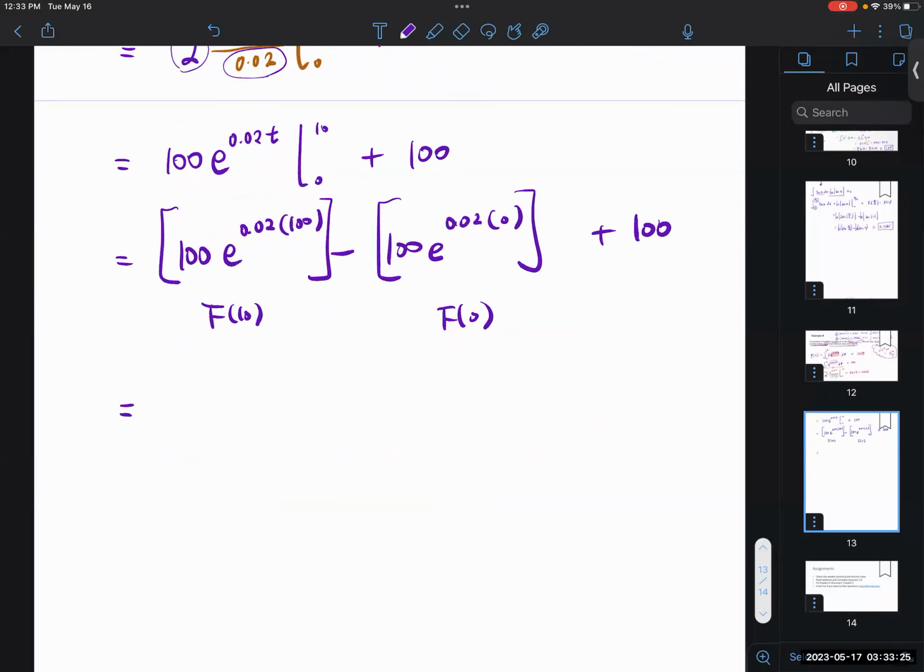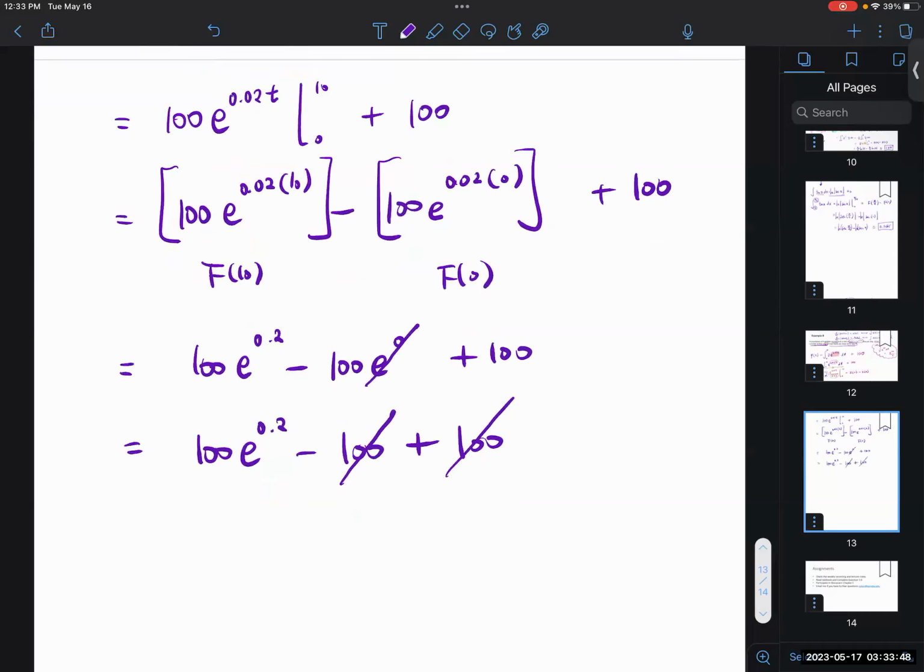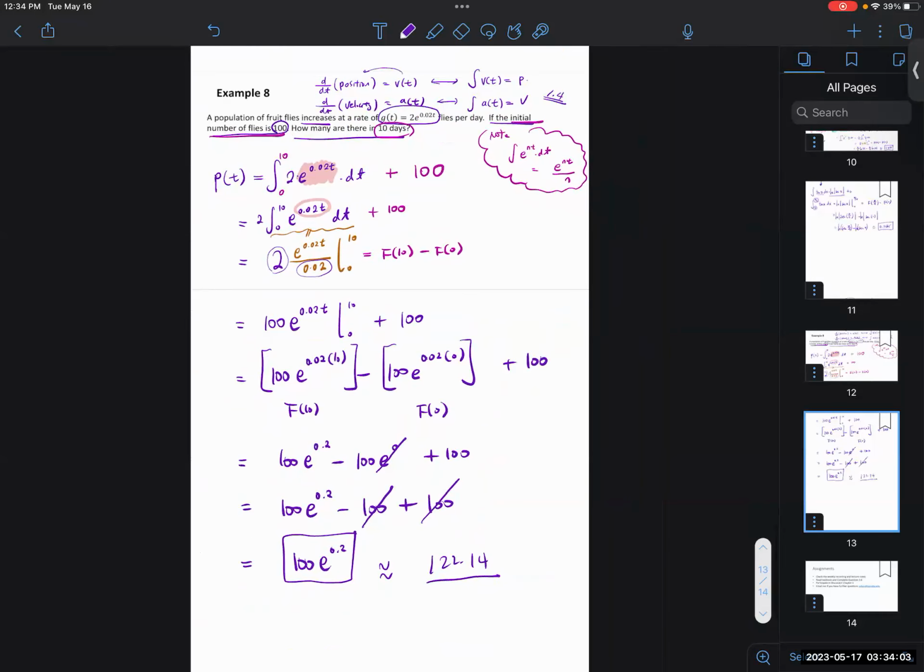So if you calculate, 100 e to the 0.02 times, oh, actually not 100, it's 10, my bad, 0.2, and then 100 e to the 0, plus 100. So 100 e to the 0.2, and e to the 0 is 1. Adding 100, they cancel, minus plus. The answer is 100 e to the 0.2. You can change it to a decimal if you want. It's approximately 122.14. So that's something you can utilize, the same concept, in one of the application problems.